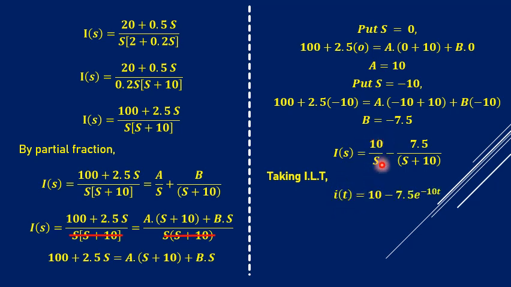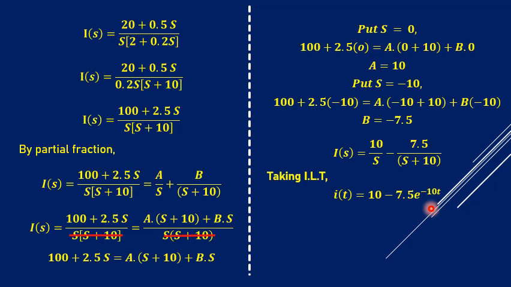So 10 by s will become 10, and 7.5 divided by s plus, this is of the form 1 by s plus a, so e power minus at. So this is the current flowing through the circuit when the switch is changed from position 1 to 2.